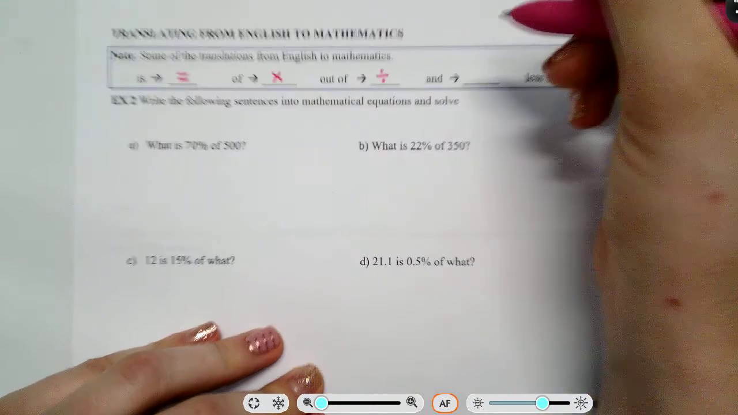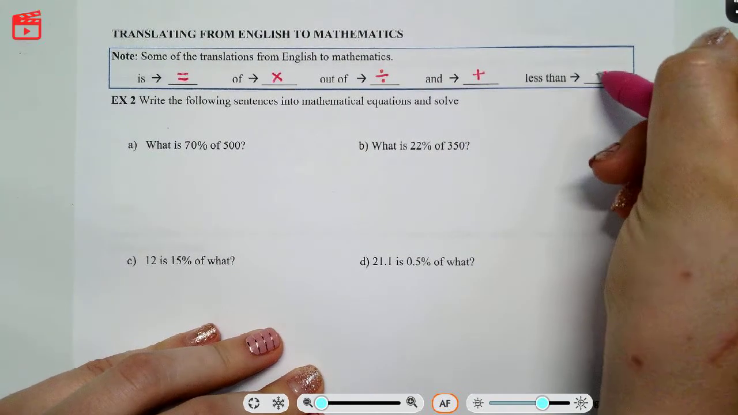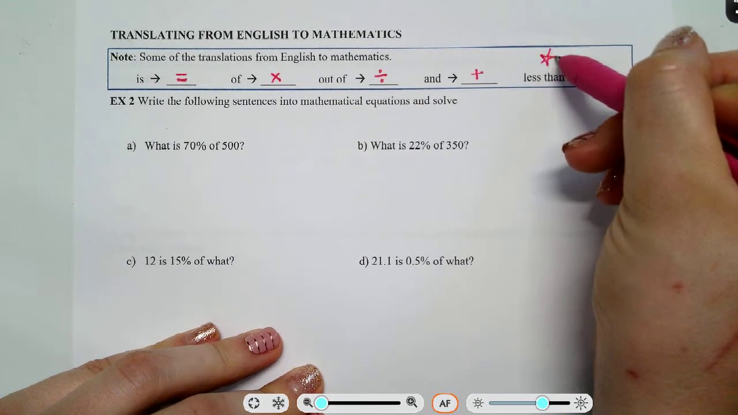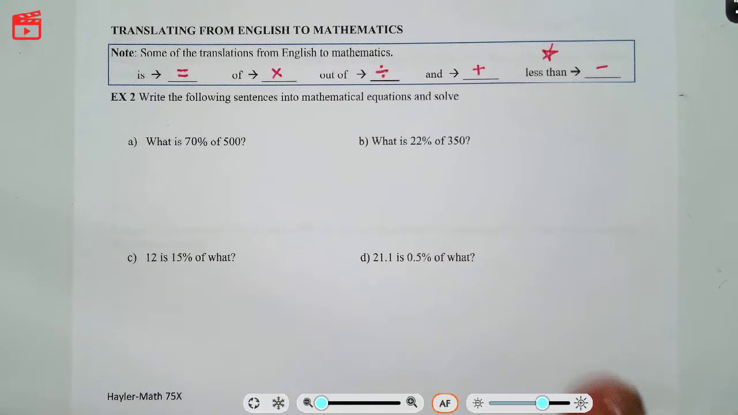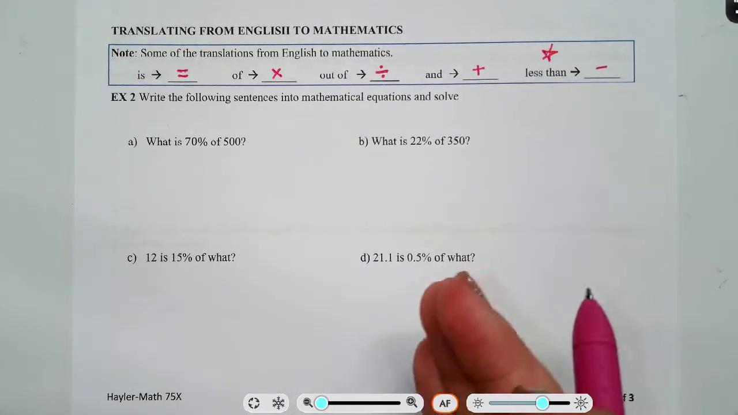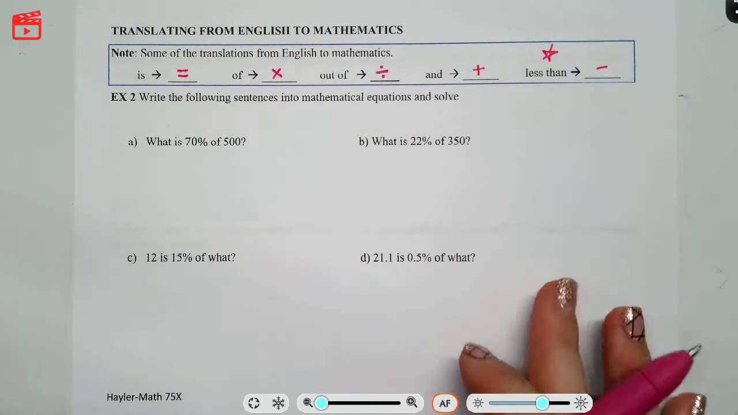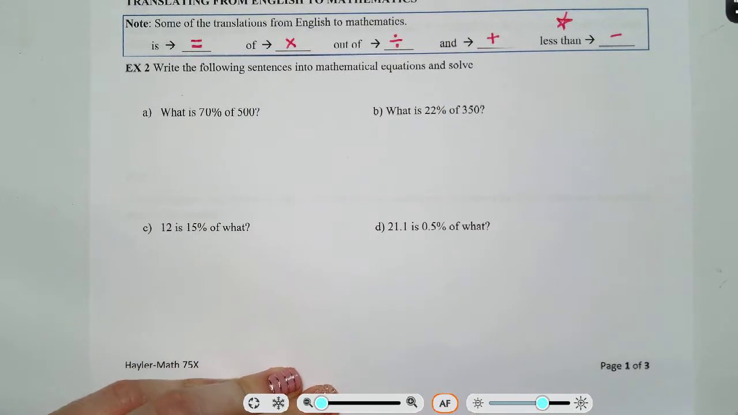And is addition. And less than is subtraction, but please be careful with subtraction. Subtraction's a little tricky guy. So you gotta watch out on subtraction sometimes. So now what we're gonna do is you're gonna write these sentences, turn them into a mathematical equation, and then solve. Okay, so right now we're gonna be translators. Translators from English to mathematics.